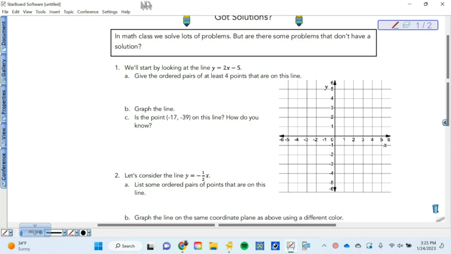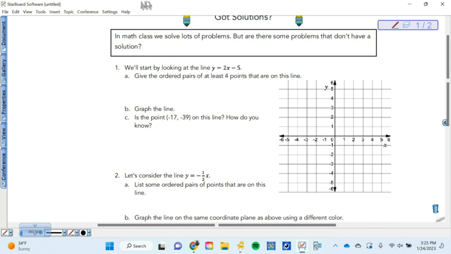Okay, so number one, we'll start by looking at the line y equals 2x minus 5. It says to give the ordered pairs of at least 4 points on this line. I think that's much easier to do if you graph the line first. So I want you to start by graphing this line, y equals 2x minus 5, and then list 4 ordered pairs of points on that line. And then I want you to answer that question.